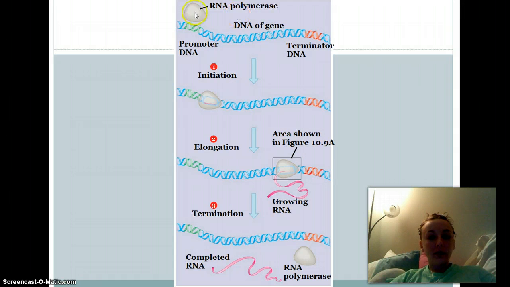So we have our RNA polymerase. It's going to bind to that promoter, that little green segment of DNA there. It's going to initiate the transcription, and it's going to continue to go. It's going to make the RNA message, and then when it hits the terminator, that red portion, it'll go, oh, time to stop, and then the RNA is completed. We have a completion of that message.